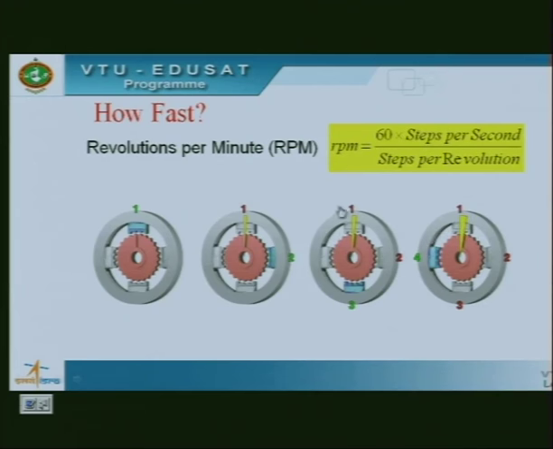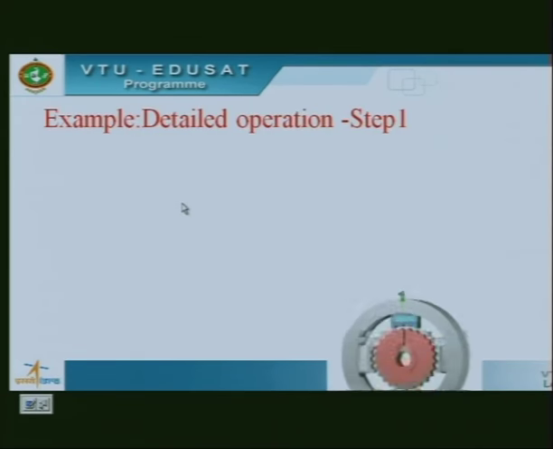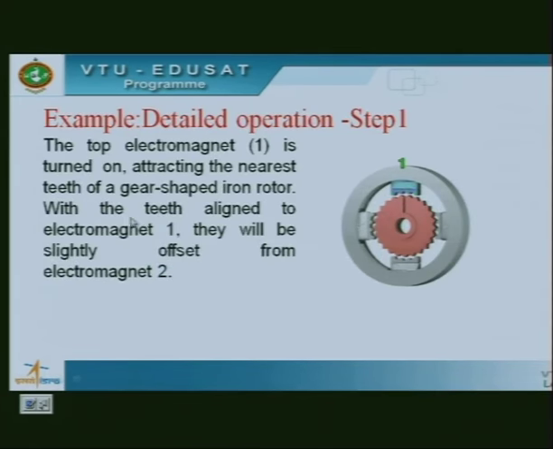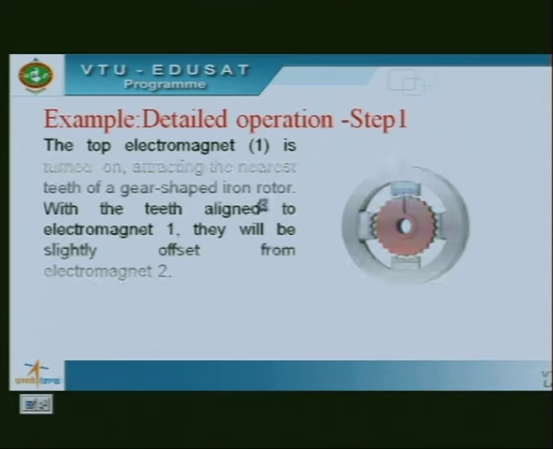So, around 14.4 degrees you will get the movement of one particular tooth of the rotor shaft. In detail, we are explaining it here. The top electromagnet 1 is energized, attracting the nearest teeth of the gear-shaped iron rotor. With the teeth aligned to electromagnet 1, they will be slightly offset from electromagnet 2. If it is aligned properly here, it is offset here.